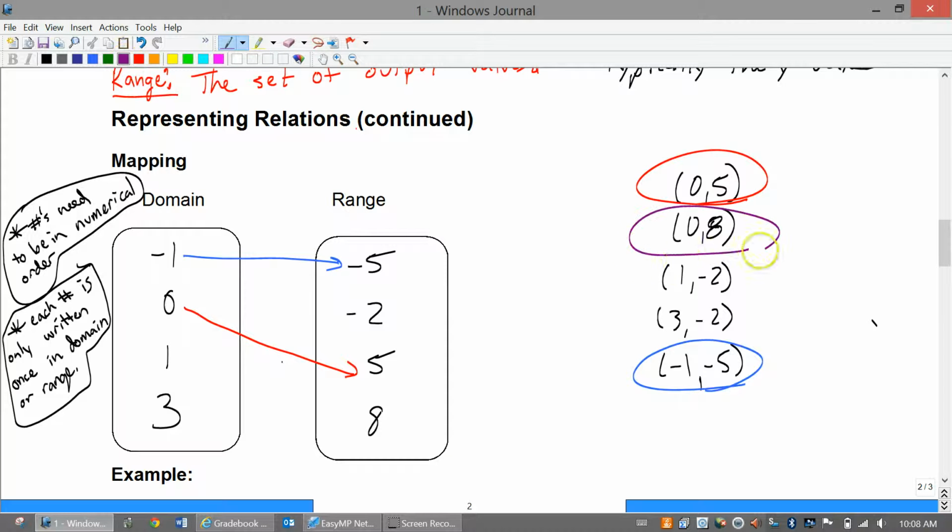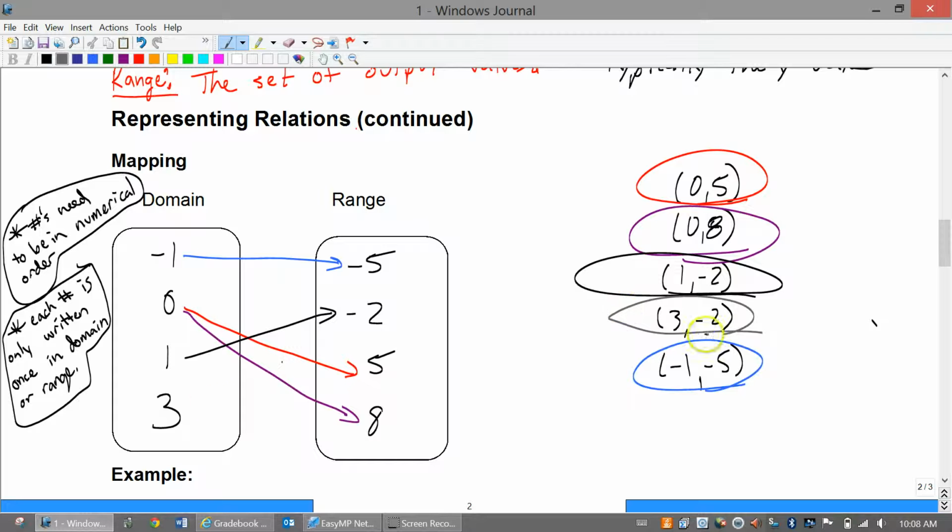Then I'm going to represent 0, 8. 0 goes to 8 as well. So there's 2 arrows coming off of 0. 1, -2. 1 goes to -2. Draw an arrow there. And then on our last guy, and we're going to do it in gray, 3, -2. 3 goes to -2. Okay?